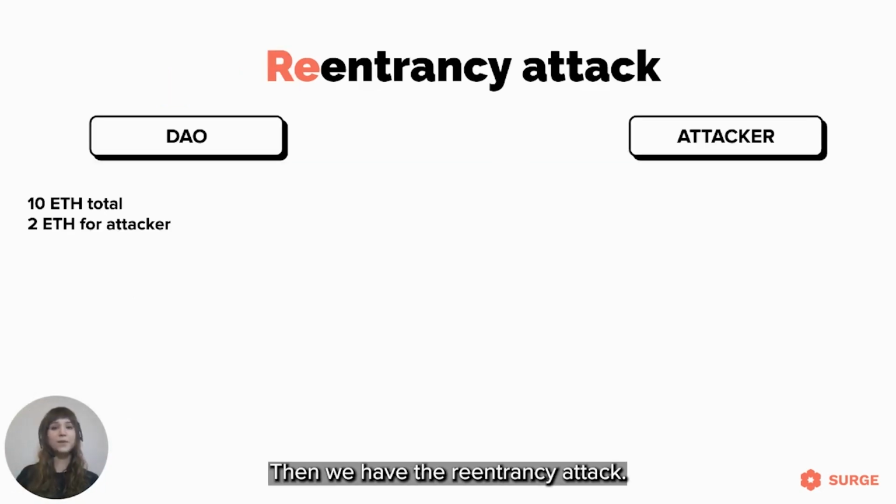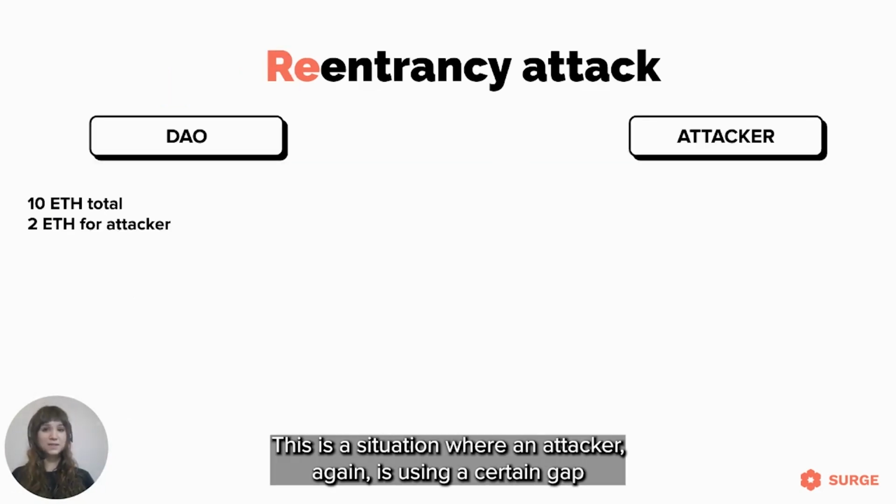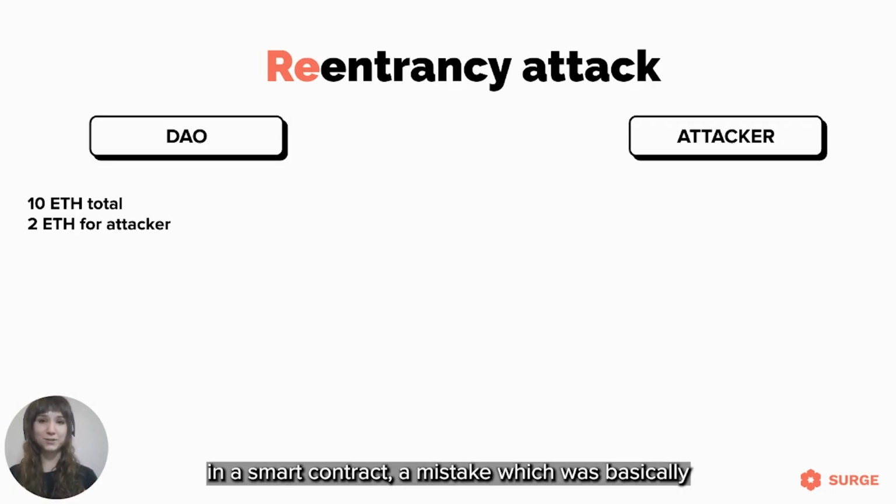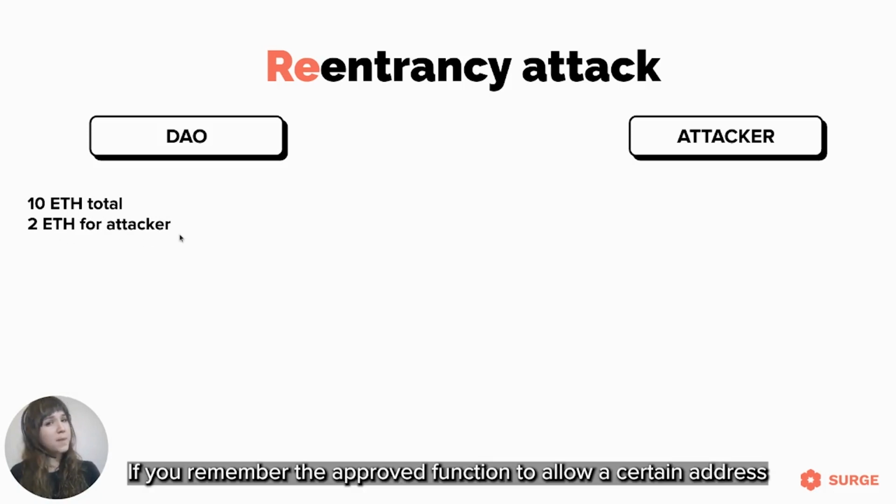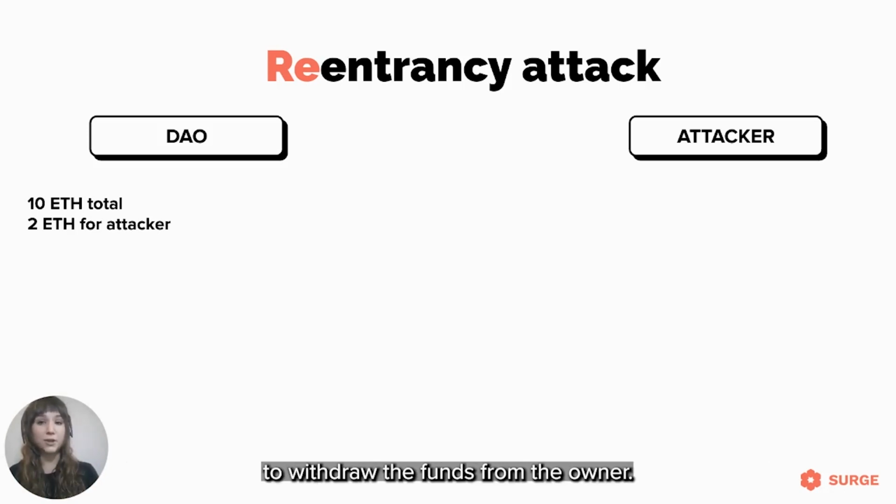Then we have the reentrancy attack. This is a situation where an attacker, again, is using a certain gap in a smart contract, a mistake, which was basically not to take into consideration malicious behavior of the traitor on the other side. So what we can see on the left side is the DAO, and it has 10 ETH within its treasury, so on its account. And the attacker is allowed to withdraw 2 ETH. If you remember the approve function, it allows a certain address to withdraw the funds from the owner.